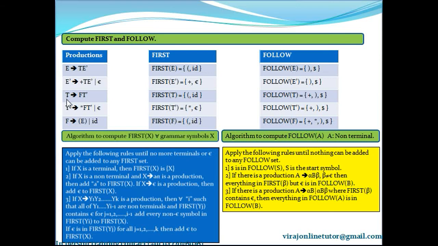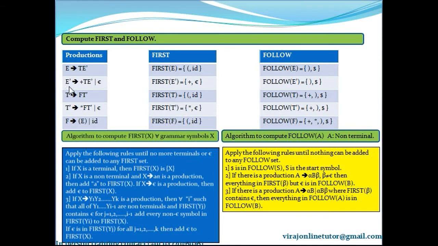Let's compute first of t. First of t, now this is of the format y1, y2. So let's compute first of f. So first of f is already computed. So open bracket and id, you keep it here. Whatever is in first of f, I have to place it in first of t, except the epsilon character. So first of f is open bracket id. So place it here. Does first of f contain epsilon in it? No. So stop it. So only when first of y contains epsilon you move ahead, else not.